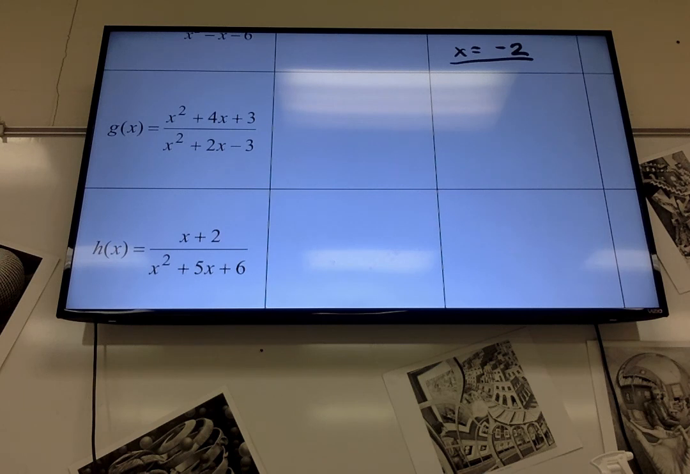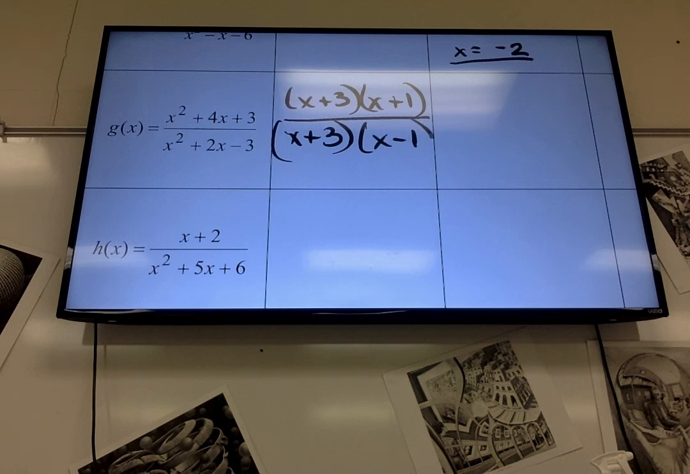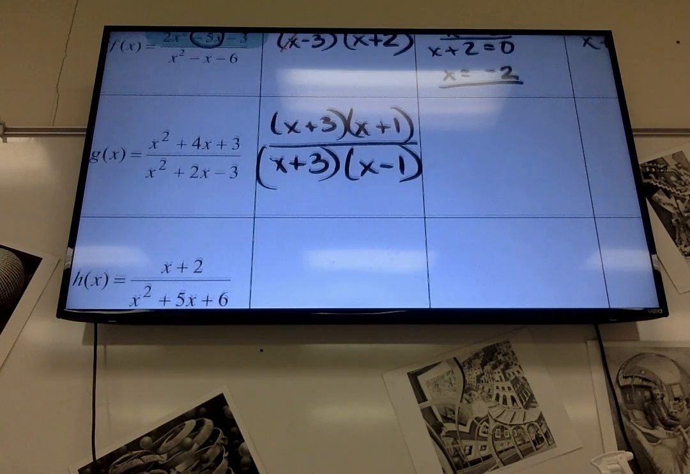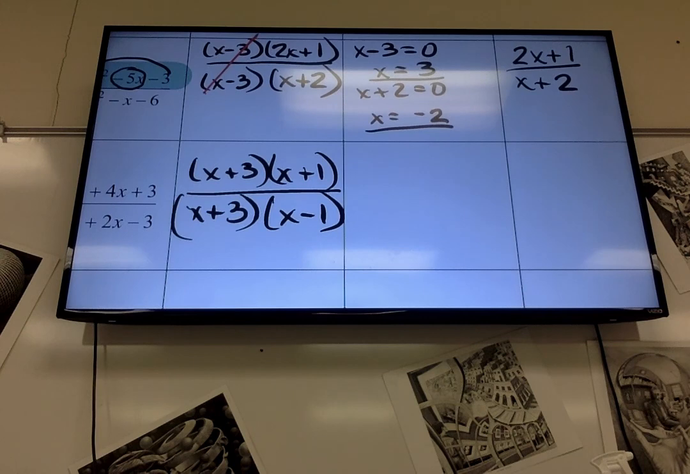Factor that for me, Jenna. X plus 3 and x plus 1 over x plus 3 and x minus 1. Okay, good. Two numbers to multiply to give you 3, but add to give you 4, 3 and 1. And on bottom, two numbers to multiply to give you -3, but add to give you 2, or 3 and -1. Good. So then what are the restricted values, Becca? X plus 3 equals 0, x equals -3, x minus 1 equals 0, x equals 1. Good.